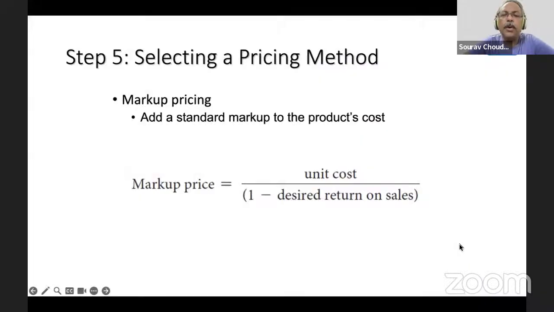Okay, so if your product is 12 rupees and your cost is 10 rupees, what is the markdown percentage? 12 minus 10 divided by 12. Correct. So basically 12 minus 10 is 2 rupees divided by 12 is the markdown percentage. Okay. So how do you calculate a markup price? It is the unit cost divided by 1 minus desired return on sales, basically desired percentage. Okay, if you want a 20% margin, so desired return on sales is 20% margin. Okay, so that is a markup price calculation.